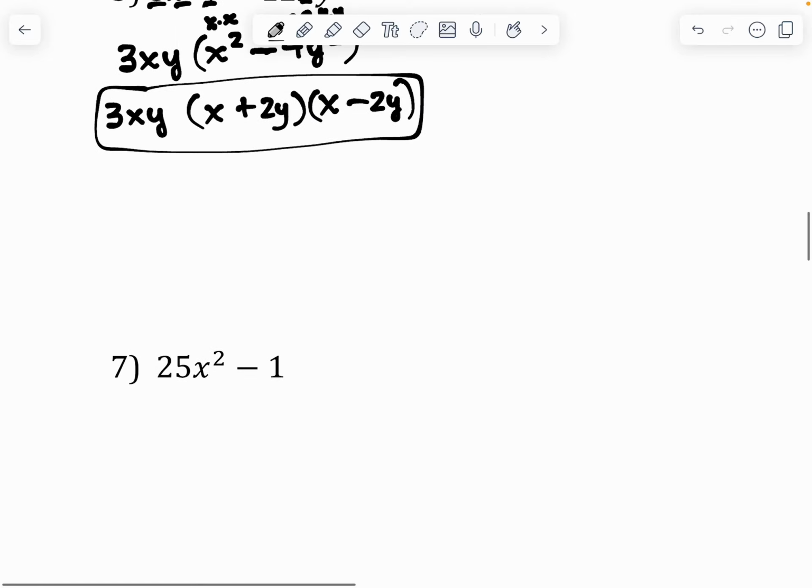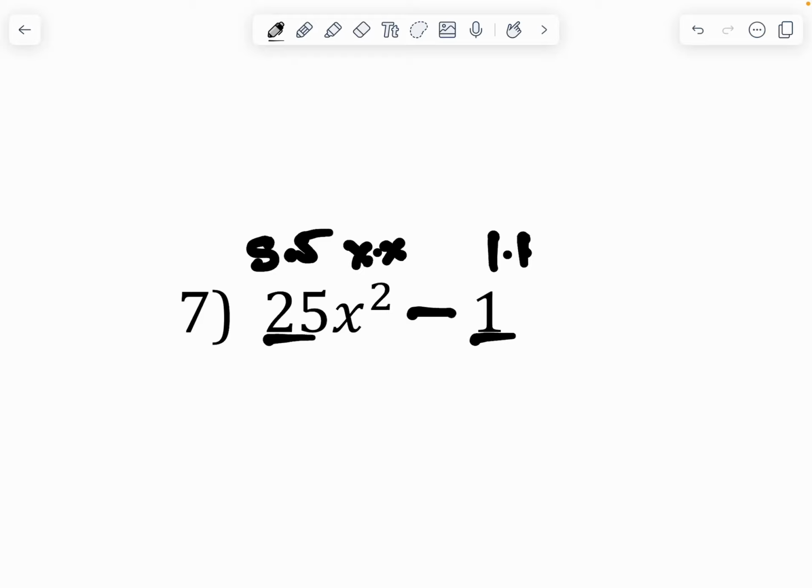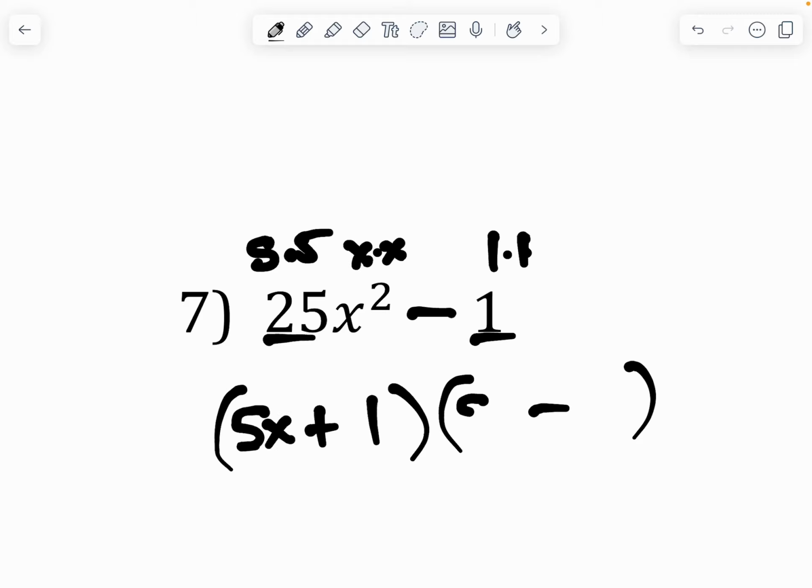25x squared minus 1. Is that the difference of two squares? Well, 5 times 5 is 25. X times x is x squared. 1 times 1 is 1. So those are all perfect squares. 25 is a perfect square. 1 is a perfect square. The difference of two squares gets factored into two factors, one positive, one negative. This is going to be 5x plus 1 and 5x minus 1.